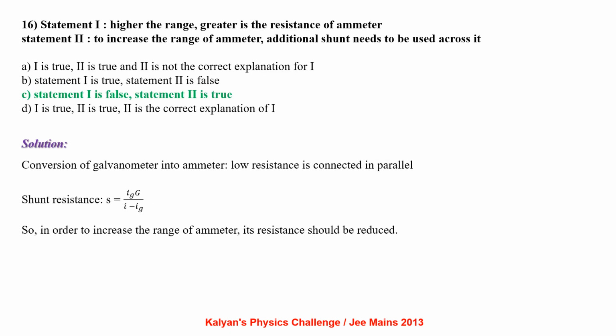Statement 1. Higher the range, greater is the resistance of ammeter. Statement 2. To increase the range of ammeter, additional shunt needs to be used across it. In order to convert a galvanometer into an ammeter, low resistance is to be connected in parallel. The value of resistance to be connected, known as shunt, equal to Ig into G by I minus Ig. So, in order to increase the range of ammeter, its resistance should be reduced. So, statement 1 is false and statement 2 is true.